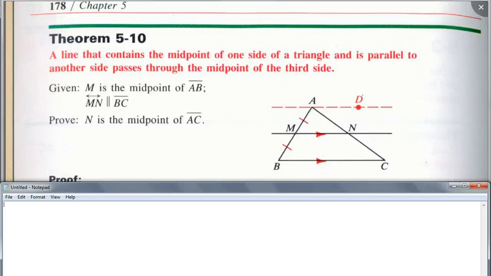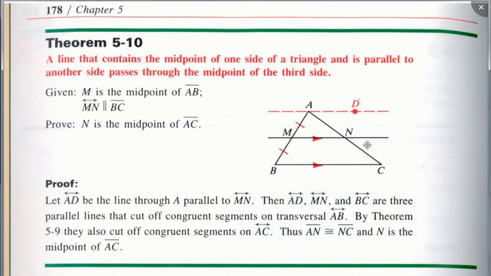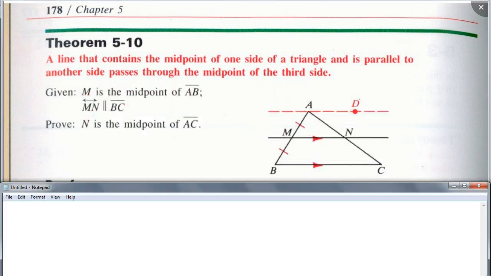Josh, how is this? From the other theorem, 5.9. Yeah, the one right before this one. How many parallel lines do we have now? Now that we drew AD, 3 parallel lines. Here's a transversal. AM is congruent to MB. Guess what? The third transversal, AN, is going to be congruent to NC. So you see how it comes really from the other one? Is that okay?